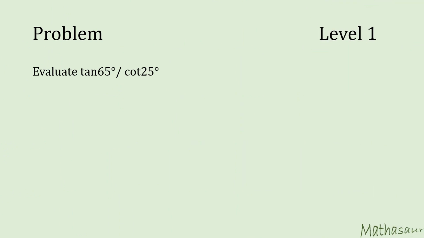Let us look at a few problems. Evaluate tan 65 by cot 25. Now we don't know the values for tan 65 and cot 25. So the very next thing to do would be to see the sum of 65 and 25. Yes, that comes out as 90 degrees. So 65 and 25 form a pair of complementary angles.